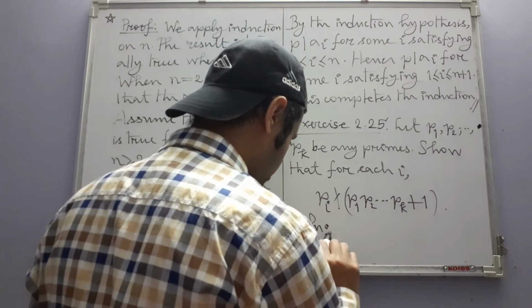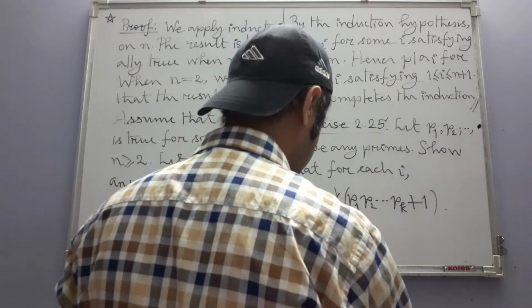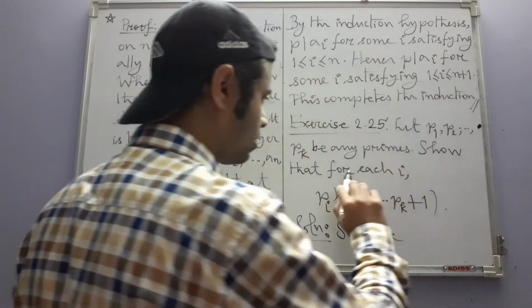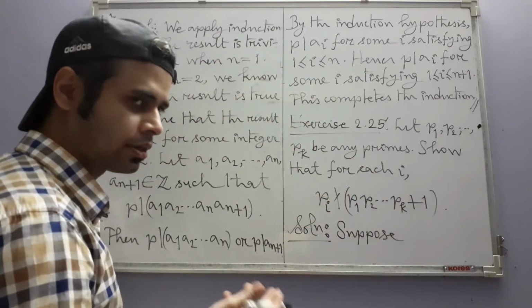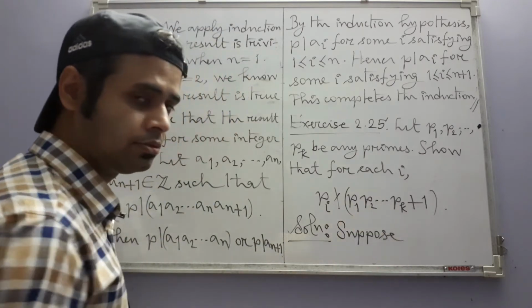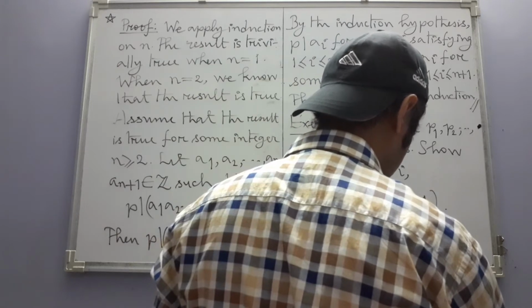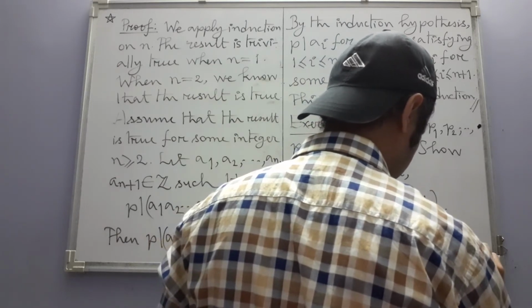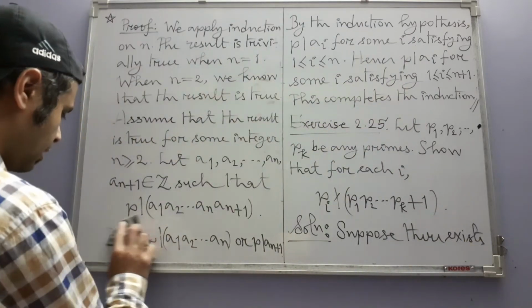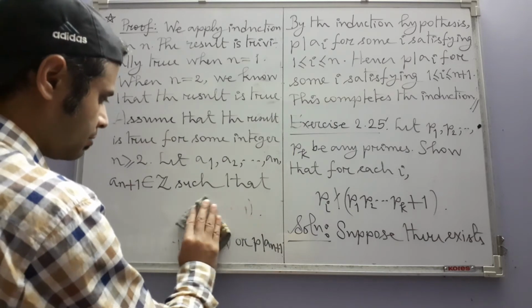This proof is by contradiction. Suppose, and for each i here in this context clearly means for each i varying from 1 through k. Suppose there exists an i for which actually Pi divides that.